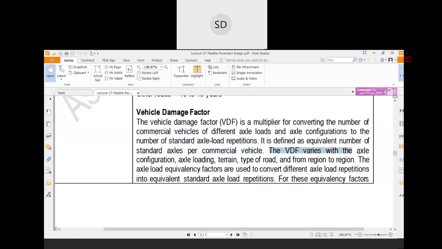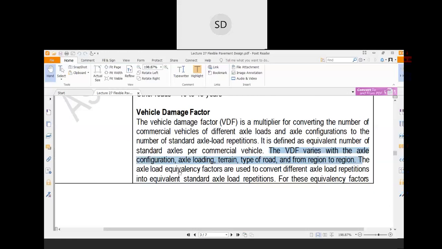Now the VDF varies with the axle configuration, axle loading, terrain, type of road, and from region to region. So there are different parameters of the VDF value. It changes according to different conditions like your axle configuration, axle loading, terrain, type of the road, etc.